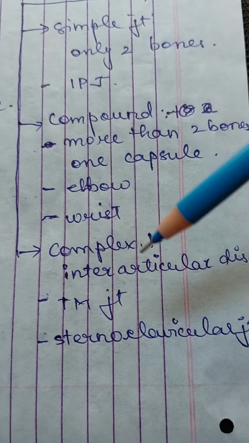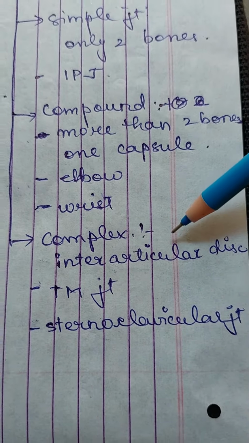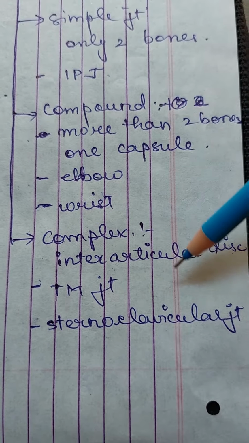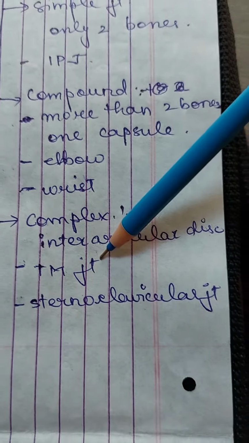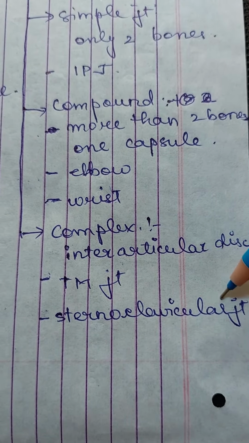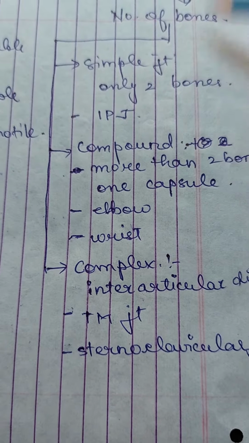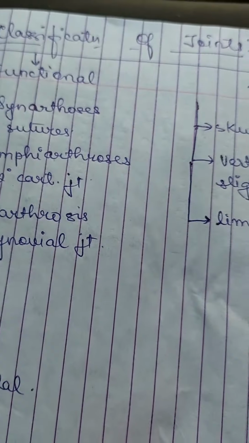And a complex joint means it has an intra-articular disc, more than two bones, a capsule, and the disc. So that would be your TM joint, for example, and the sternoclavicular joint. Simple, compound, and complex, depending on the number of bones. And this is your classification of joints.